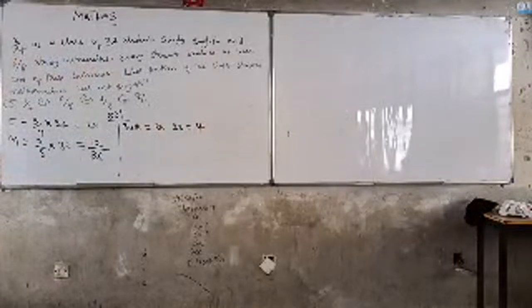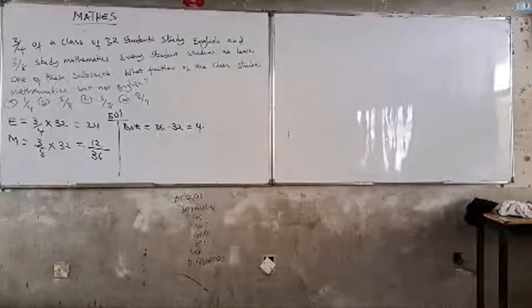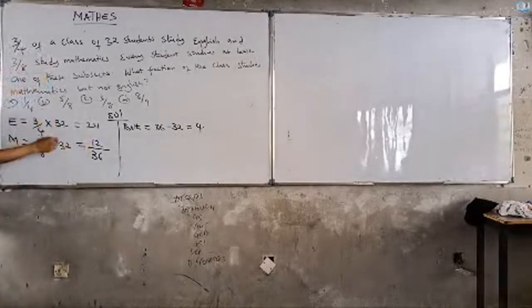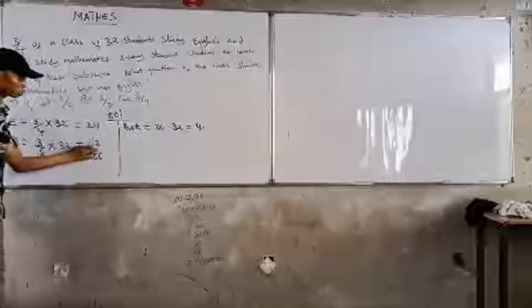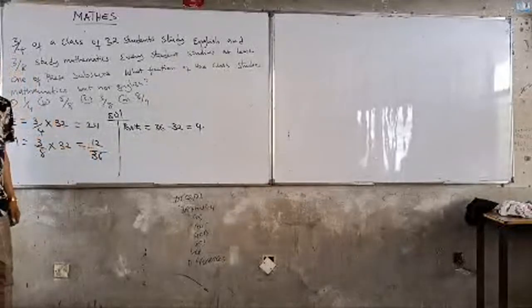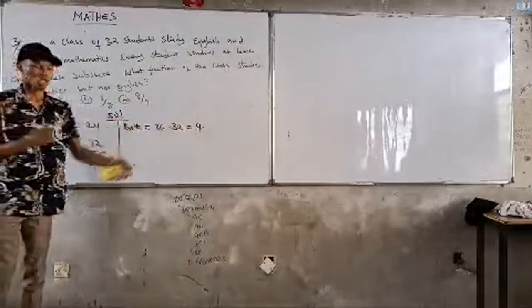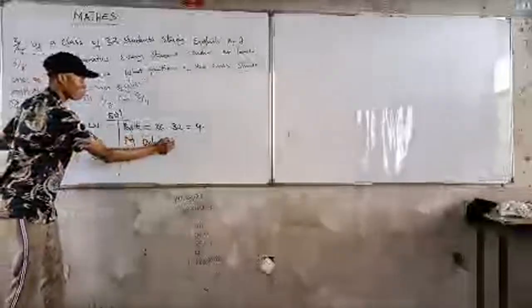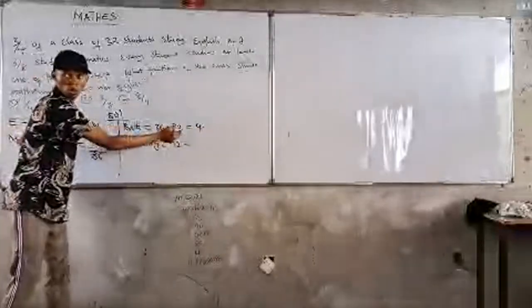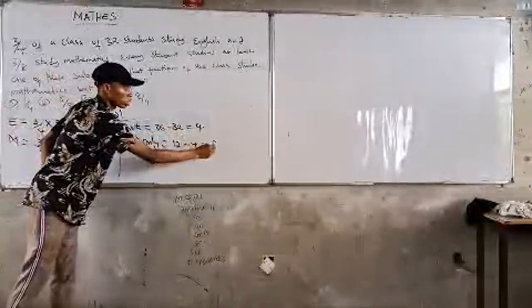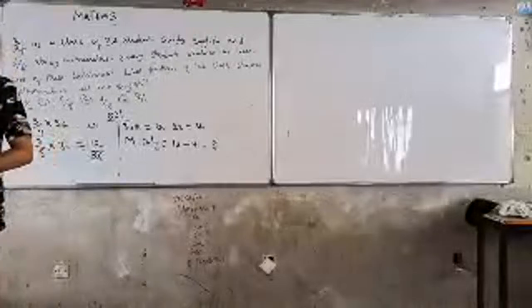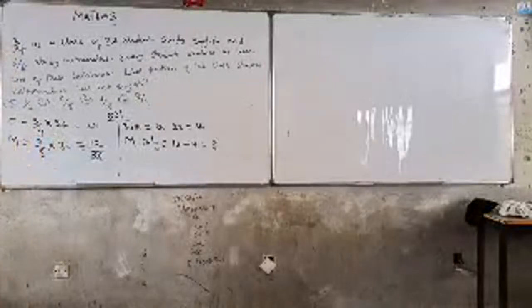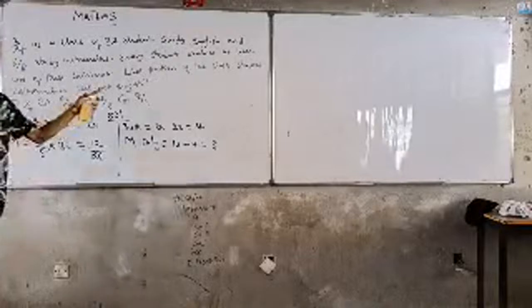Now, the question says, what fraction of the class studies mathematics but not English? That is, those that studied only mathematics. So how do we get that? Those that studied mathematics originally was 12, right? But we don't know if they studied other subjects. We've seen that 4 persons are studying both. So those that studied mathematics only will be 12 minus those that study both. So 12 minus 4 will be 8. So 8 persons in the class studied mathematics only.